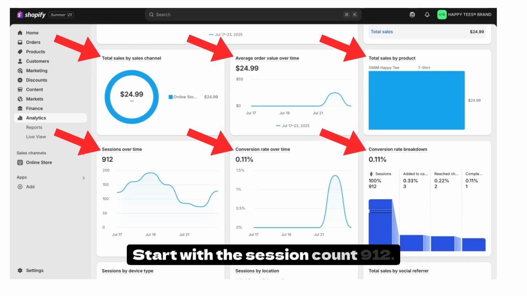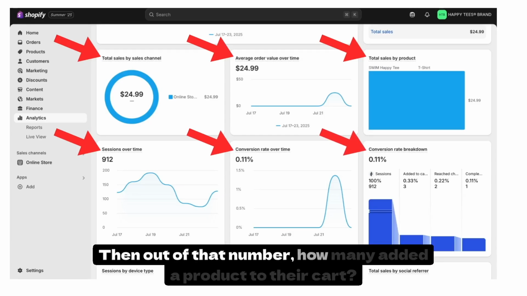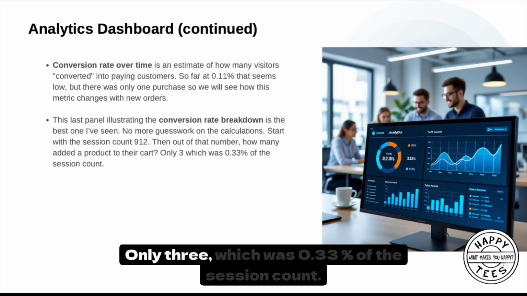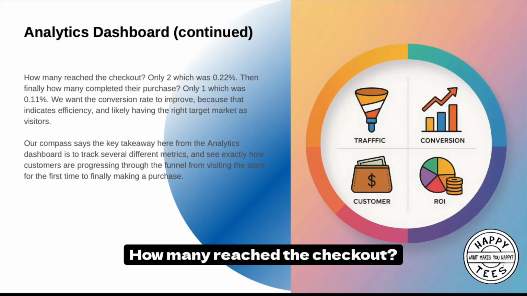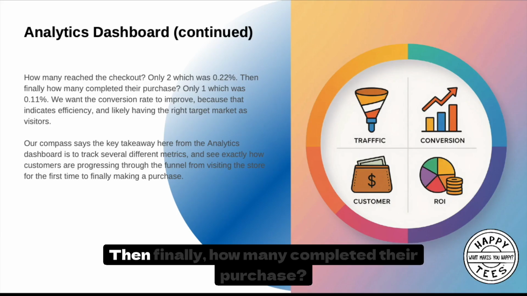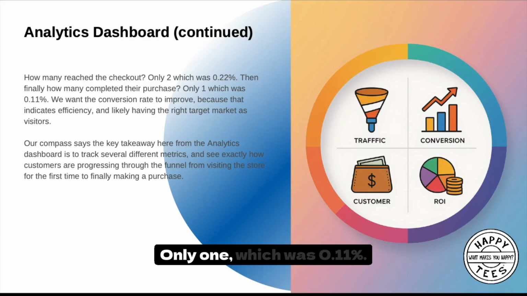Start with the session count 912. Then, out of that number, how many added a product to their cart? Only 3, which was 0.33% of the session count. How many reached the checkout? Only 2, which was 0.22%. Then finally, how many completed their purchase? Only 1, which was 0.11%.